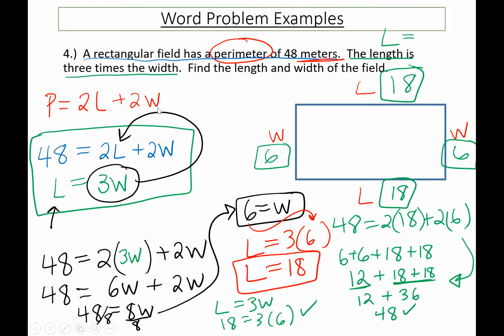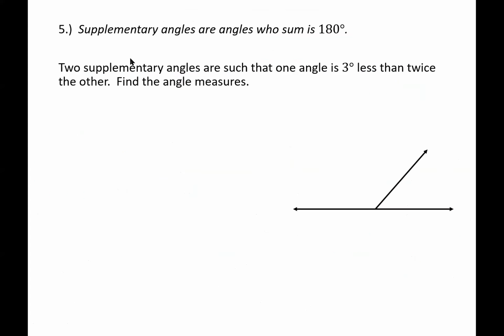All right, good. So we just solved a word problem with perimeter. We used the formula P equals 2L plus 2W. We set that 2L plus 2W equal to 48 because the perimeter was 48 meters. Then we kept reading and we saw the length is 3 times the width. So we used L equals 3 times W for our second equation. And then we were able to substitute from there. Okay, so that was problem number 4. We'll do one more geometry type problem.